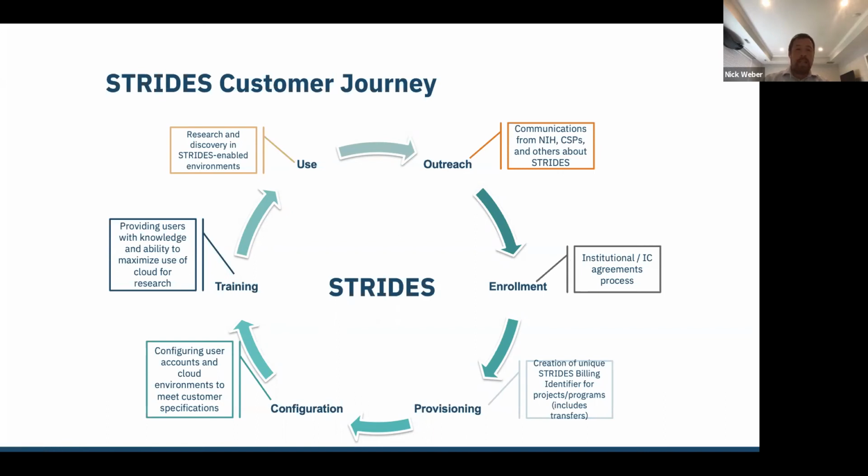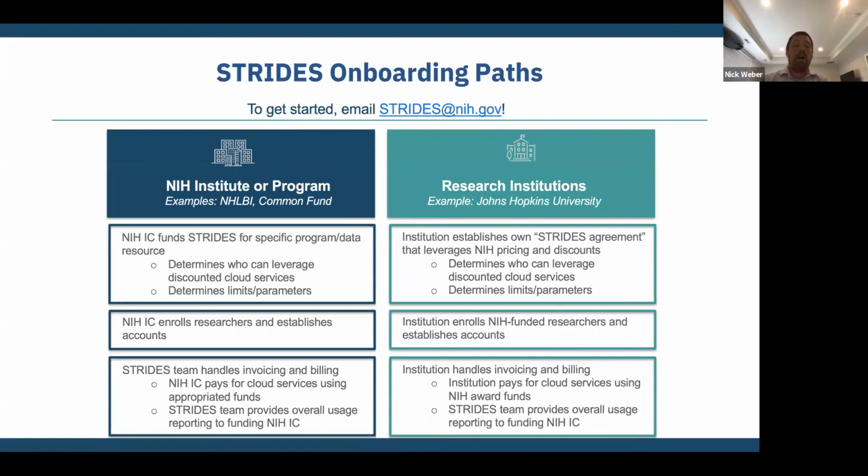So the last slide that I have goes through those onboarding and enrollment paths. My general recommendation is if you're interested, a next step would be to email strides@nih.gov. That's our managed mailbox that will follow up with all the written materials, the steps and things to go through how to enroll. But in general, I like to make sure these two paths that I referenced earlier are clear. So let me walk through those, and then I'll stop with this presentation and take questions.